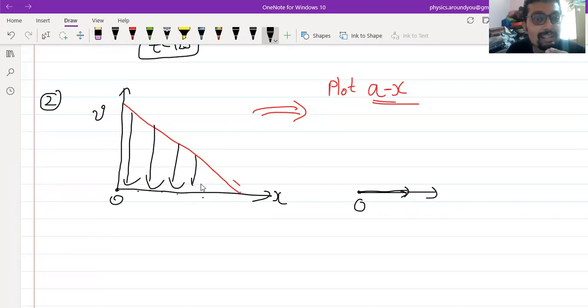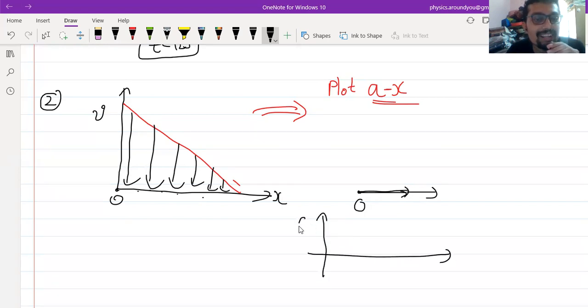Speed is decreasing. I'm not worried about uniformity or anything else. If speed is decreasing, is it positive acceleration or negative acceleration? Negative acceleration. So let us work this out.